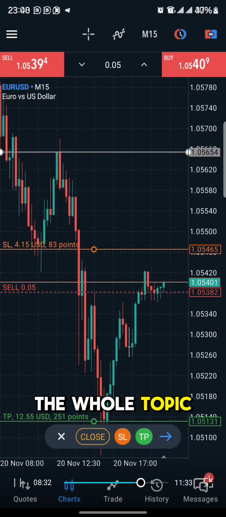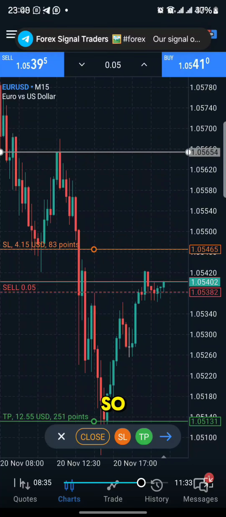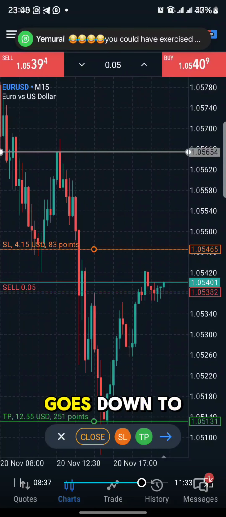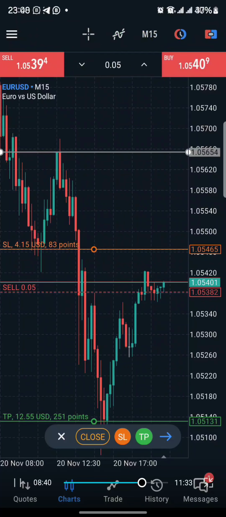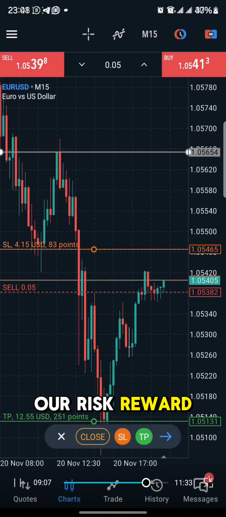So I think I'll just finish explaining risk management, like the whole topic now, because it's making sense now. If the market goes down to that level and hits that green level, it means I'll be closing the trade with $12 profit. But if it goes up there, I'll be closing the trade with a loss of $4. So we have what we call the 1:3 ratio, which is our risk reward ratio.